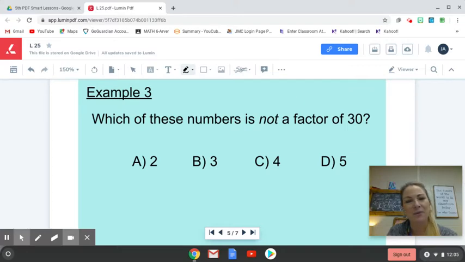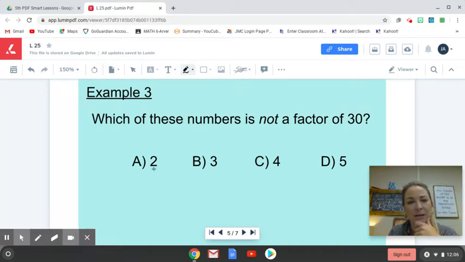Let's take a look at this example 3. Which of these numbers is not a factor of 30? Again, please pause this video and give this a try. There are a couple of ways that you can go about solving this problem. If you can solve this in your head, I would just suggest going through each letter or each number option and deciding if it is a factor of 30 or if 30 is divisible by these numbers. Also, if it makes more sense in your brain to actually write out the number 30, write out all of the factors, and then determine which one does not fall in that line, you could solve it that way too. I'm just going to go ahead and think about each number individually.